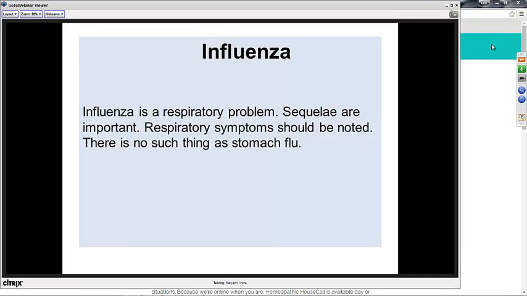Influenza, definitely an acute problem. Influenza is a respiratory problem, and the deal with influenza is you've got to worry about sequelae. Usually respiratory sequelae, usually bacterial respiratory sequelae. It's really important to take a very good case.